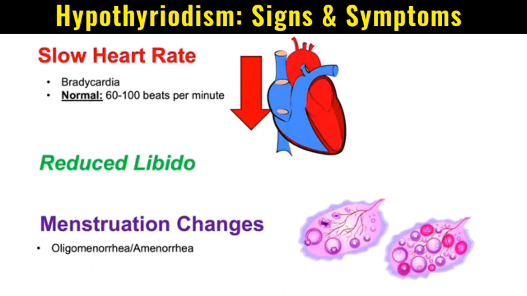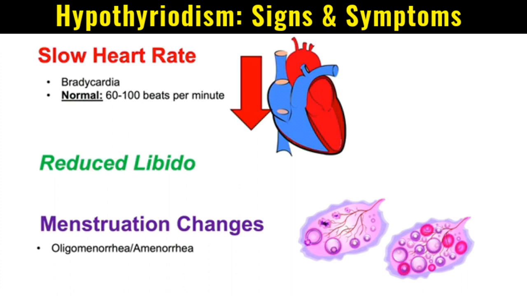So we can see oligomenorrhea and amenorrhea. So oligomenorrhea is where the cycle increases in length. So we start to have cycles going longer than 35 days. We start to see less periods occurring throughout the year. And then amenorrhea is when there are no periods at all. So we can start to see changes in the menstrual cycles. So usually lengthening of the menstrual cycles or no period at all.